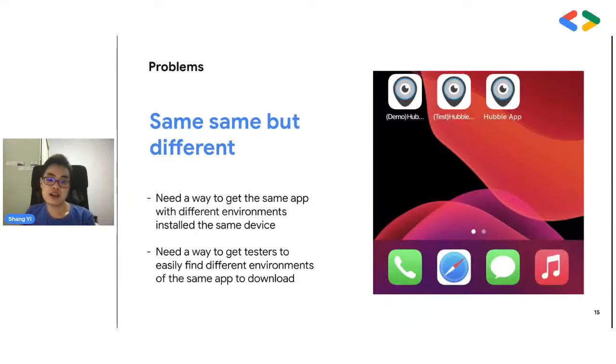Another challenge that Hubble faces is that we have different environments, right? I'm sure a lot of companies have the same thing as well. We want to have a demo environment where we showcase some new features for potential clients. We have a test environment for testers to test on. We have our production environment as well. And all of these apps have to be sitting on the same device. So they are exactly the same app, just running on different sets of features and different sets of APIs. So we need a way to actually get them all on one device.